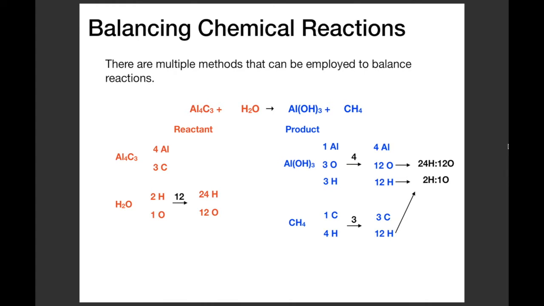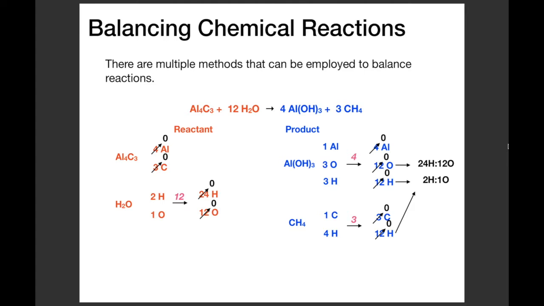At this point, we have the same number and type of atoms on the reactant side as we have on the product side. We can go through and prove this to ourselves by canceling out atoms one by one. We have 4 aluminum on the reactant side. We have 4 aluminum on the product side. We have none left over on either. 3 carbon on the reactant, 3 carbon on the product. Once again, none left over. Going through, we find that's the case for the oxygens, and we find that's the case for the hydrogens. Our multiplication factors, 12, 4, and 3, represent the coefficients that we need to put in front of the molecules in this chemical equation.